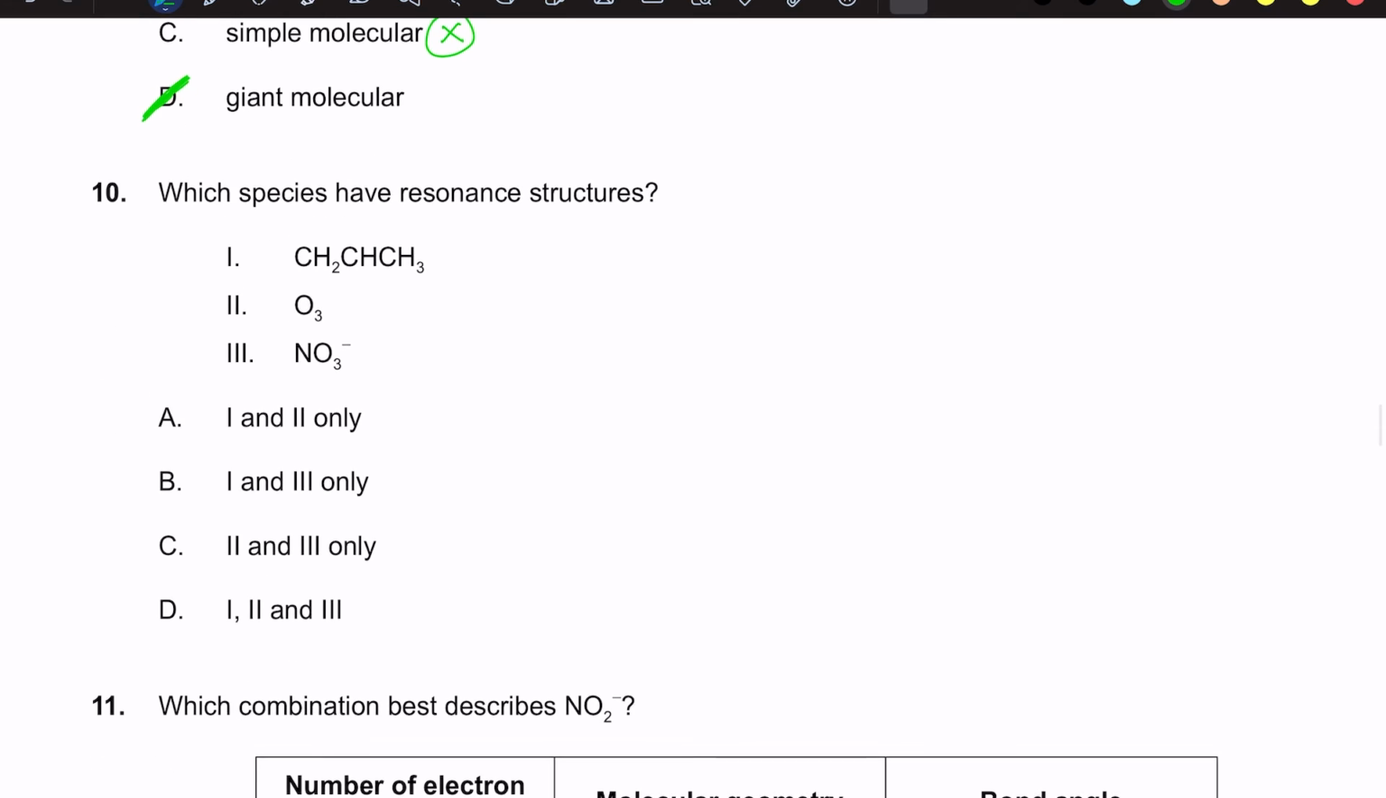Now moving on to question 10, we have to find out which species have resonance structures. First, CH3CH2CH3, which is an alkane actually. There are no lone pairs available which can move around this structure, so it will not have any resonance structure. If we eliminate option 1, we can find out that option C is the only possible answer here, right? But we can look into the other options. O3 actually looks like this.